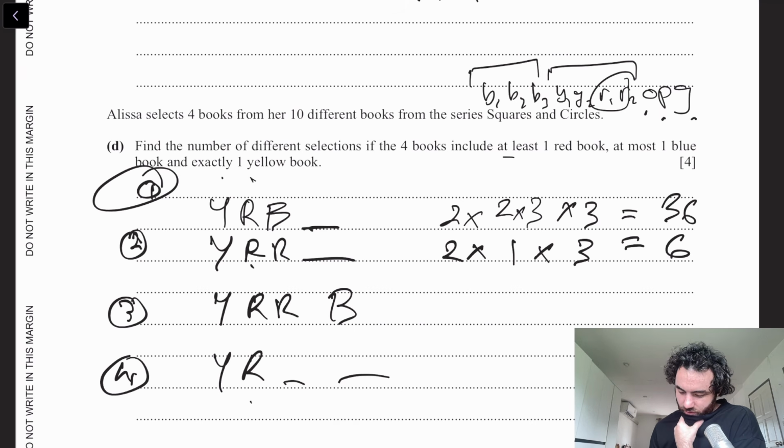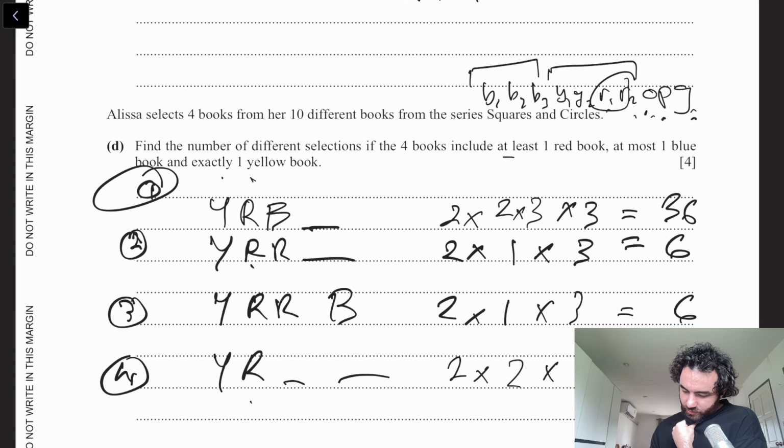This one, 2 times 1 times, there's 3 options for that last blue. That'll be 6 as well. And this last one will be 2 times the red. We have 2 reds, 2 options. Then these last 2, we have 3 times 3, 3 options. Then we've taken one of them.